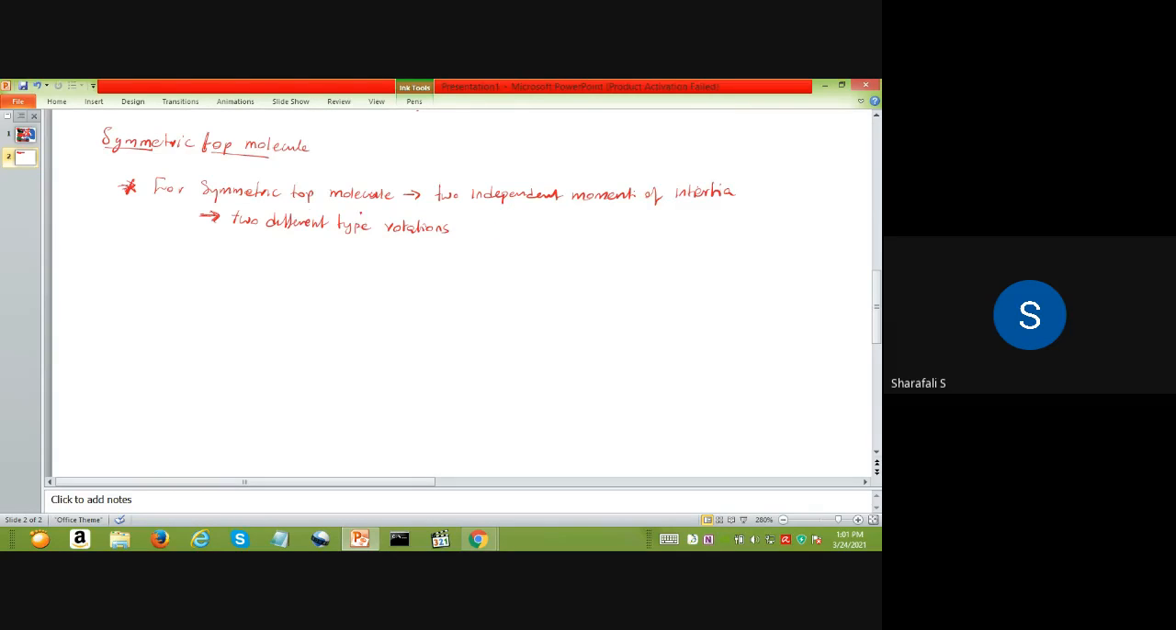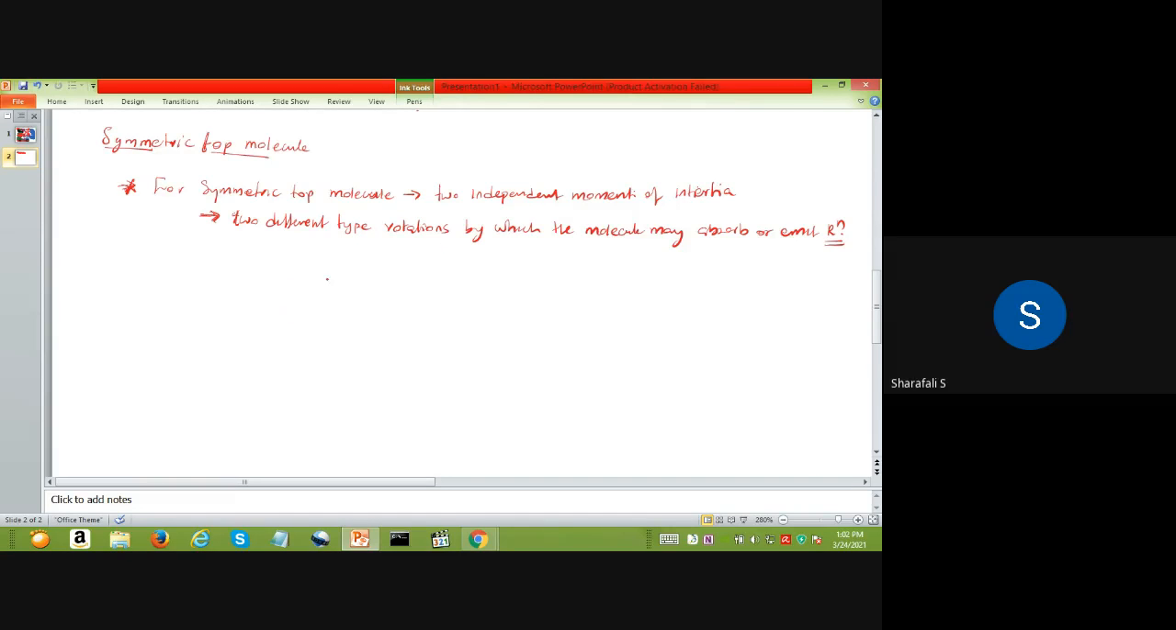So by using these two different types of rotations, the molecule may absorb or emit radiation. This radiation is microwave radiation. This will be in the microwave range. So two different types of rotations are possible.